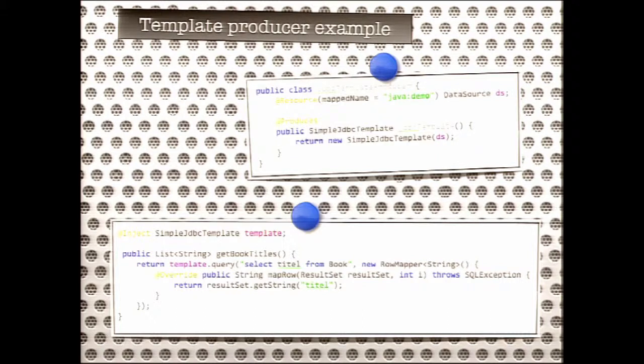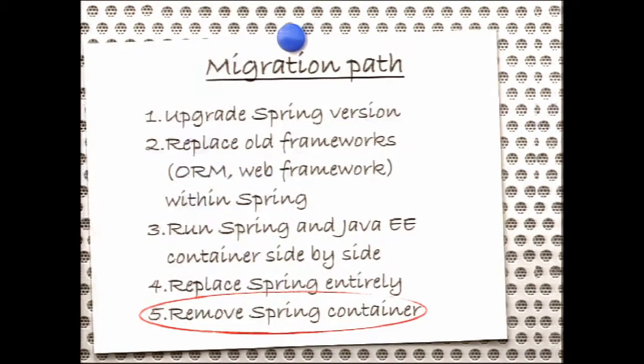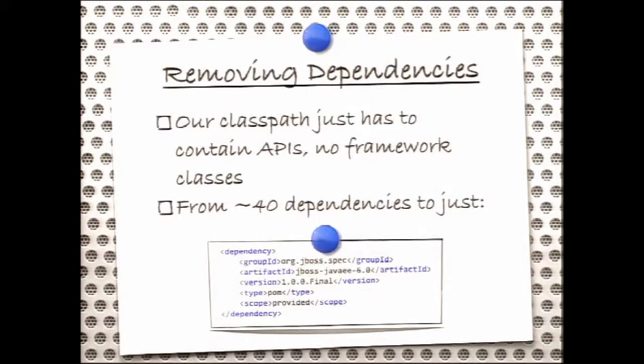Nice. So we have our JDBC templates. Well, then in the end, we don't have any Spring code anymore, which is good. And then we can get rid of Spring altogether. We don't need to start up the Spring container anymore, so we can get rid of all the configuration files. And we also don't need all those jar files anymore.